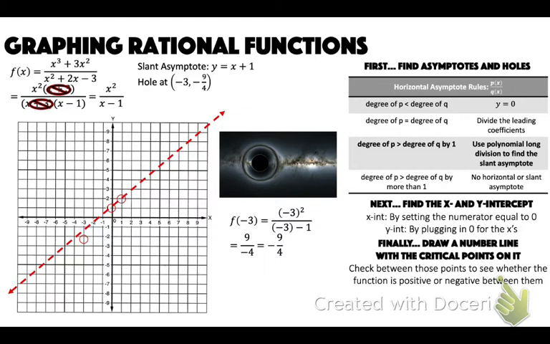Okay. Now we can find our vertical asymptote. x minus 1 can't equal 0, so x equals 1, which there is our vertical asymptote.